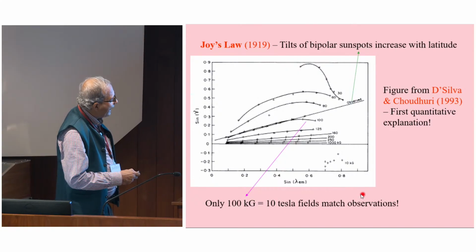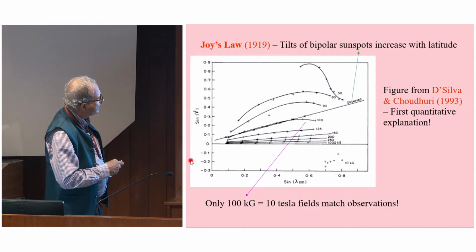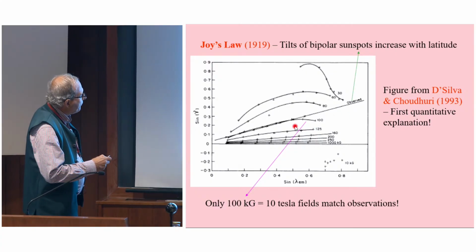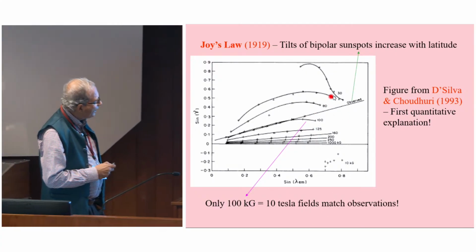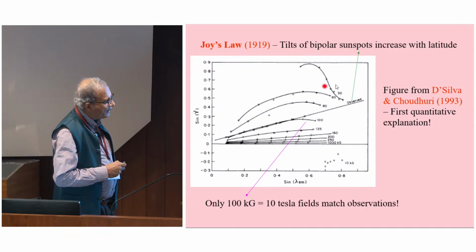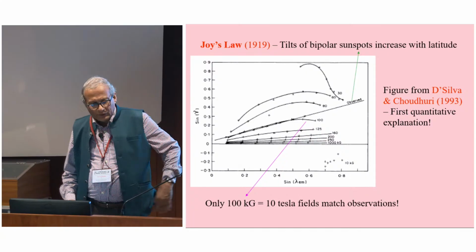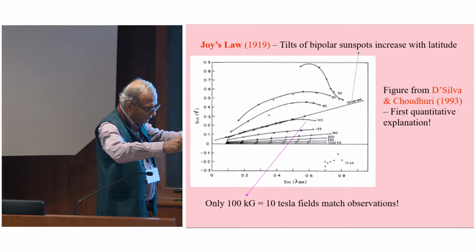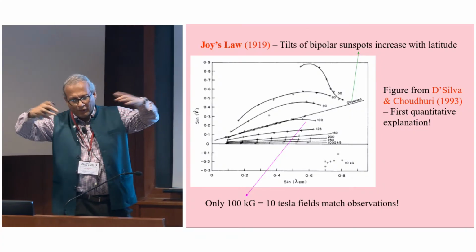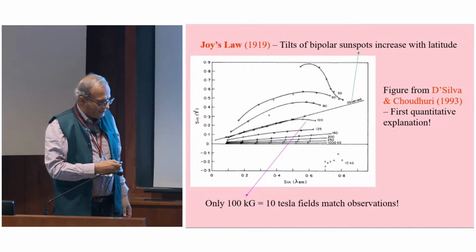This horizontal axis is the latitude, and this vertical axis is the tilt of sunspot pairs at a latitude. This straight line is the best fit to the observational data, Joy's law, that the tilt increases with latitude. And these various other curves are obtained from our theoretical simulations. You assume different values of magnetic field inside the sun, and for that we find out what will be the tilt of emerging sunspots at different latitudes.